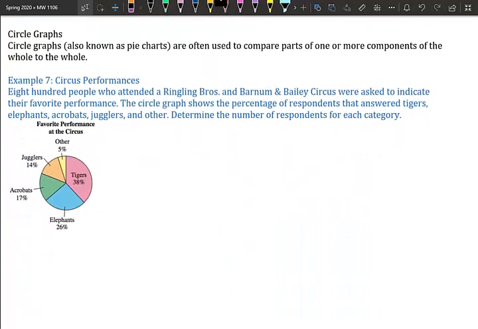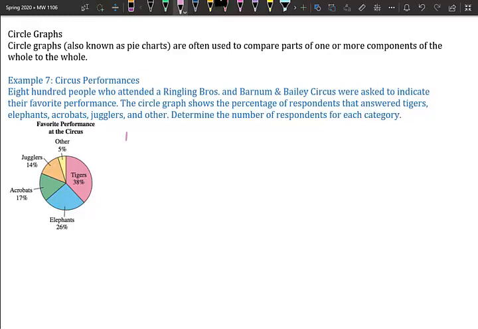Circle graphs, also known as pie charts, are often used to compare parts of one or more components of the whole to the whole. So circus performers: 800 people attended a Ringling Brothers and Barnum and Bailey circus and were asked to indicate their favorite performance. The circle graph shows the percentage of respondents that answered tigers, elephants, acrobats, jugglers, and other. Determine the number of respondents for each category. So we want to find out each category and how many people actually liked that category.